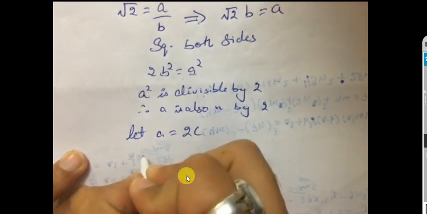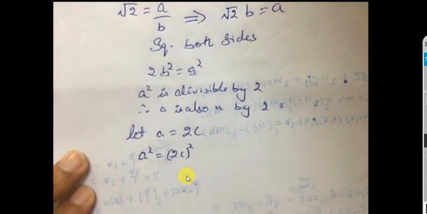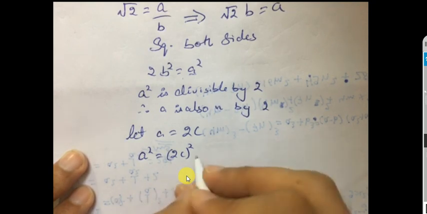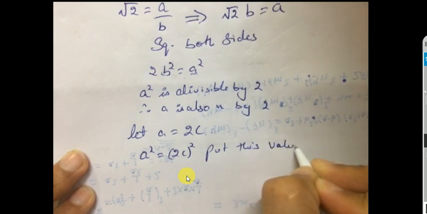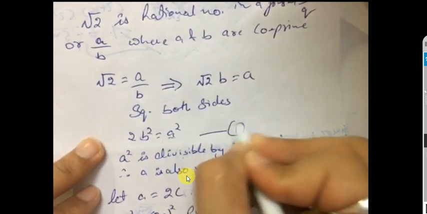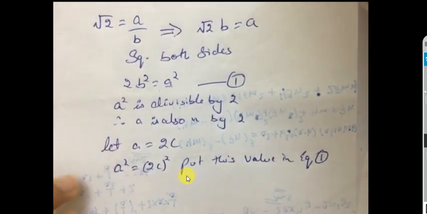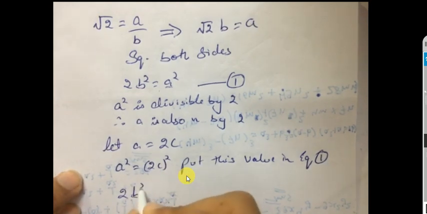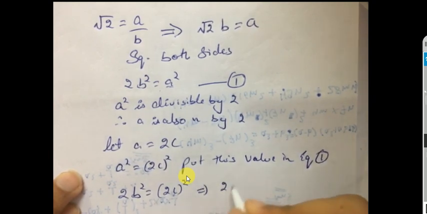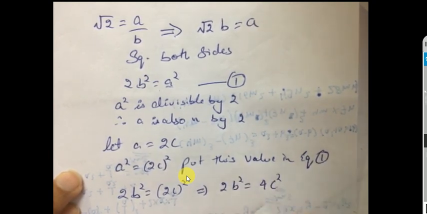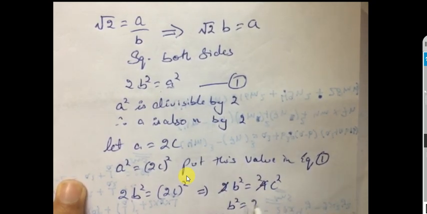Now a square will be equal to 2c whole square. Put this value in equation 1. So that will become 2b square equals 2c whole square, that is 2b square equals 4c square. We can cancel 2 and it becomes b square equals 2c square.